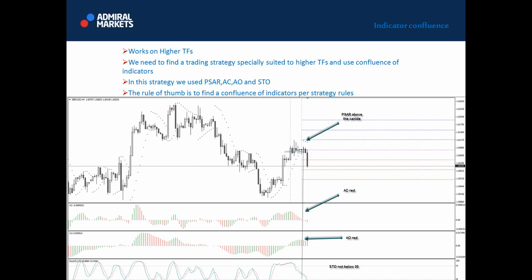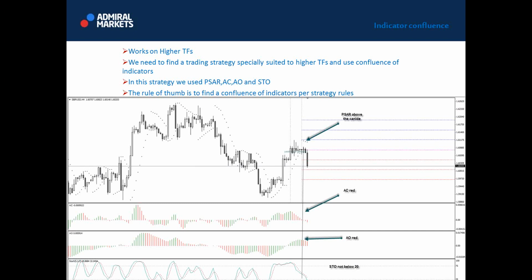We have an entry indicator, which is PSAR, and we have a leading and lagging indicator. In this case, leading is accelerator, lagging is awesome oscillator. And we have made a perfectly fine strategy on higher time frames. So only if those factors are aligned at the same time, we make entries.